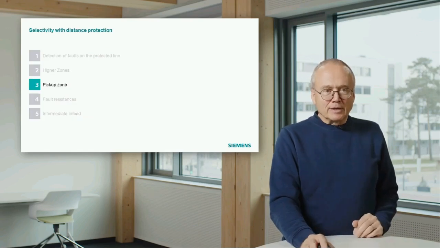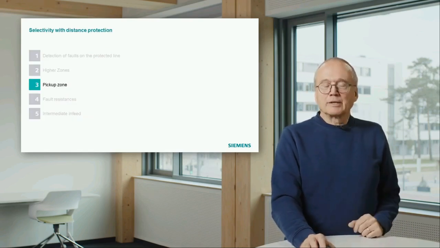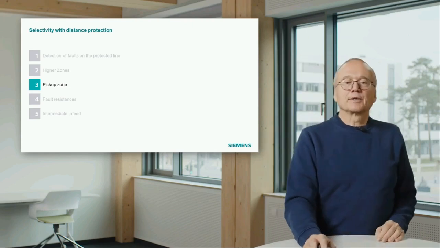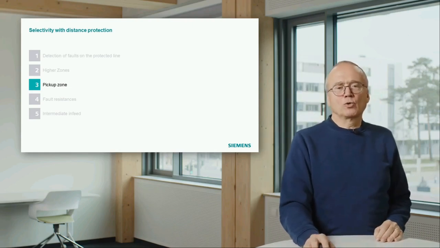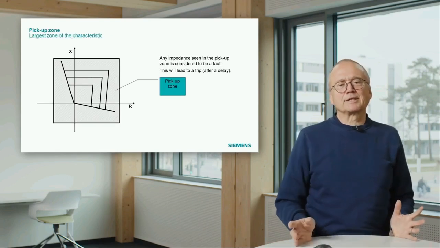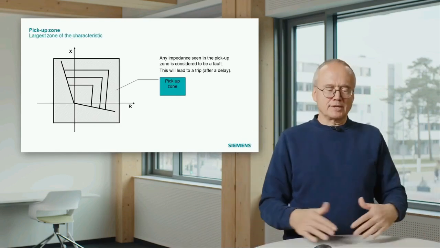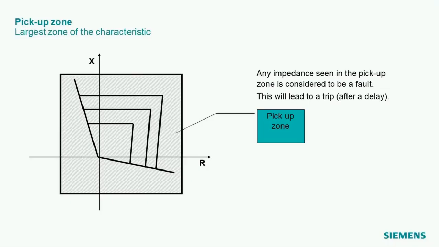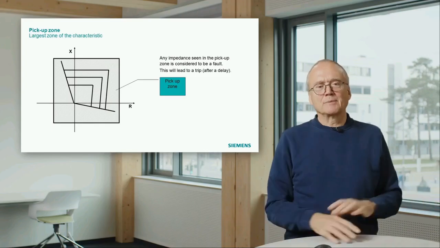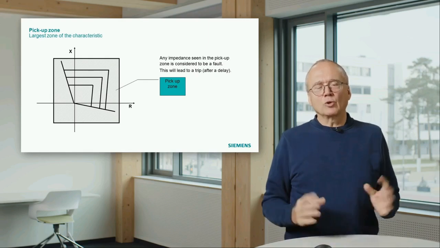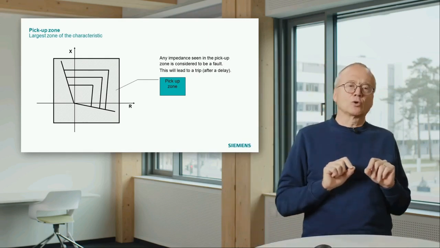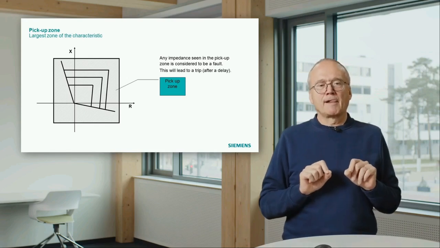And then, if you look into a manual of a protection relay, you often find in the description a so-called pickup zone. What is that? Actually, the pickup zone is the outer zone. That means, depending on how many zones you have, it's the biggest zone. In some relays, it has a different name. It's really called pickup zone, but sometimes it's just the outer zone.